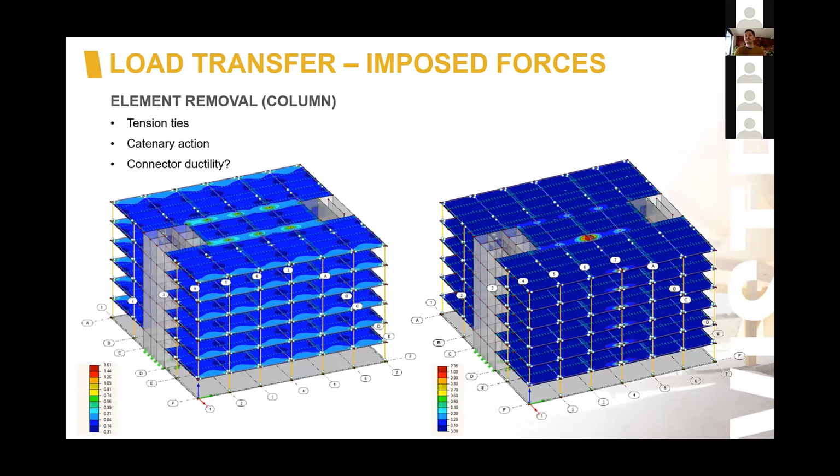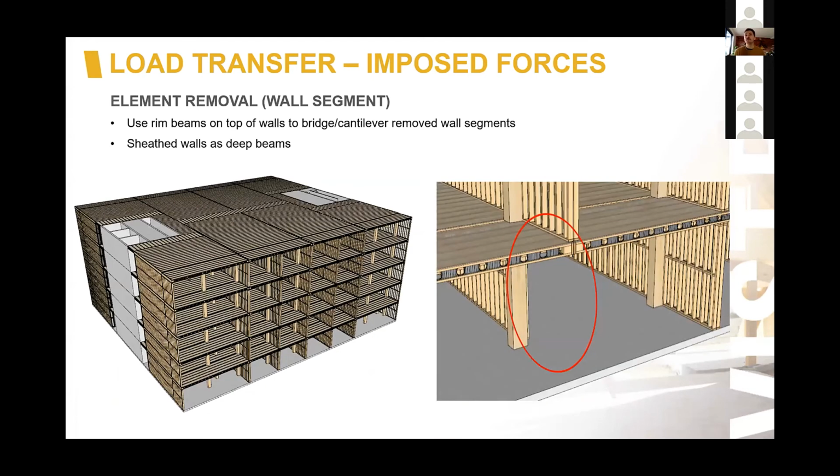In the case of load-bearing walls, like a honeycomb structure, whether it be light timber frame or mass timber, it's much easier to satisfy the notional element removal requirements due to the fact that you can use things like rim beams to bridge or cantilever to pick up floor plates. Once again, you could use massive timber, so CLT or LVL walls, to bridge those gaps as well. Or if you had sheathed light timber frame walls, you might be able to design those to act as deep beams as well.